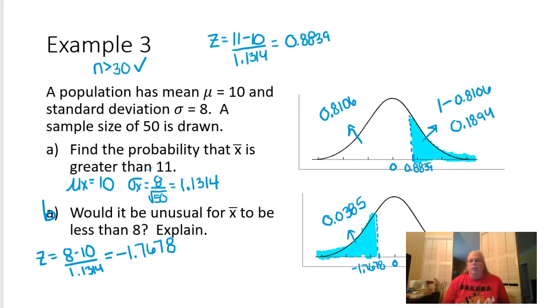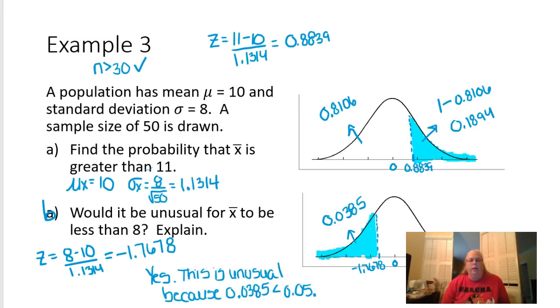All right, so now we answer our question. Is it unusual? Well, yes, it is. This is going to be an unusual occurrence because the area that we found, 0.0385, is less than our threshold for being unusual, and our threshold for being unusual is 0.05 or 5%.